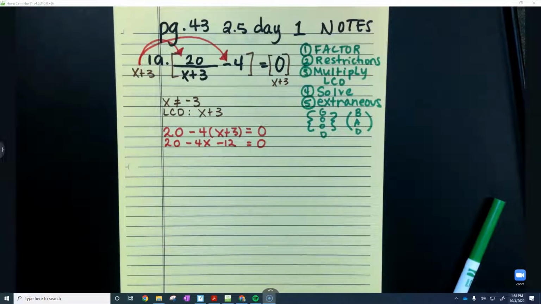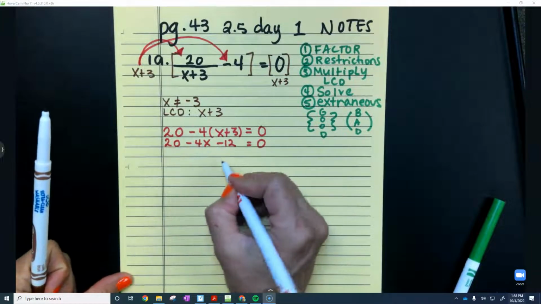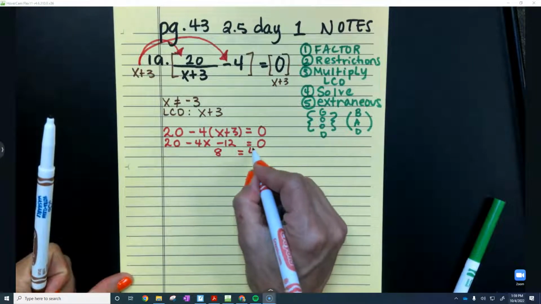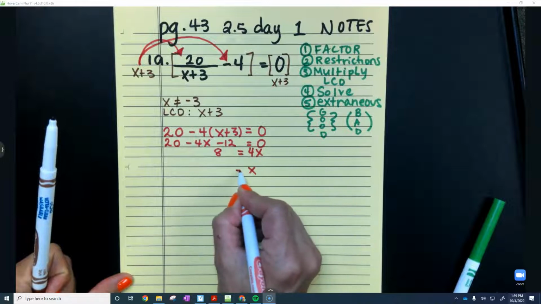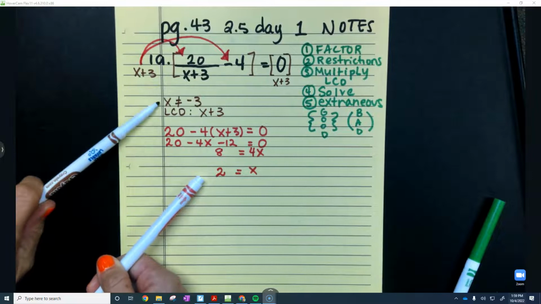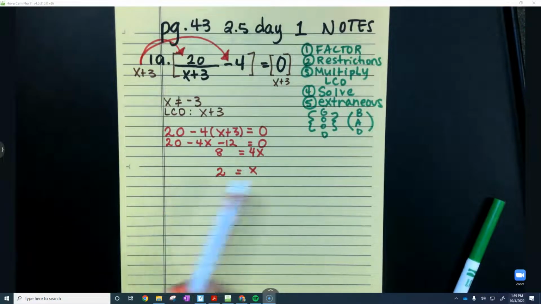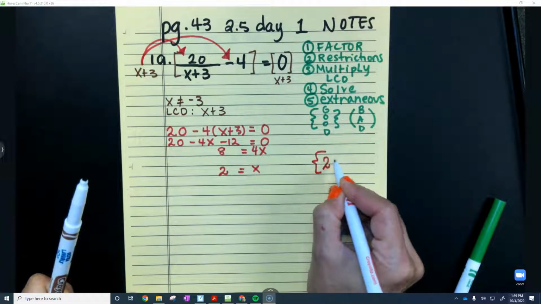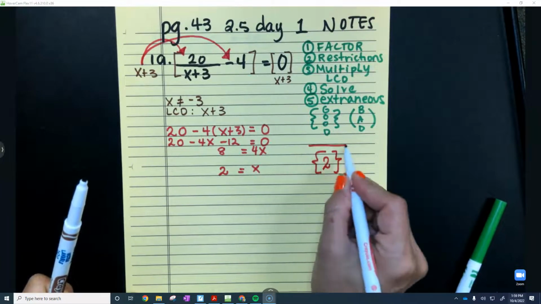So once you get to this part, guys, it's either going to be a junior high equation, which is what this is, or a high school equation. This is a junior high equation. We want all of our x's on one side, all of our numbers on the other side. 20 minus 12 is 8. I'm going to move the 4x over here. It becomes positive, and we know x equals 2. X equals 2. It's not a restriction, so it's a good answer. So it's going to go in braces like this. And that's the answer for number 1.